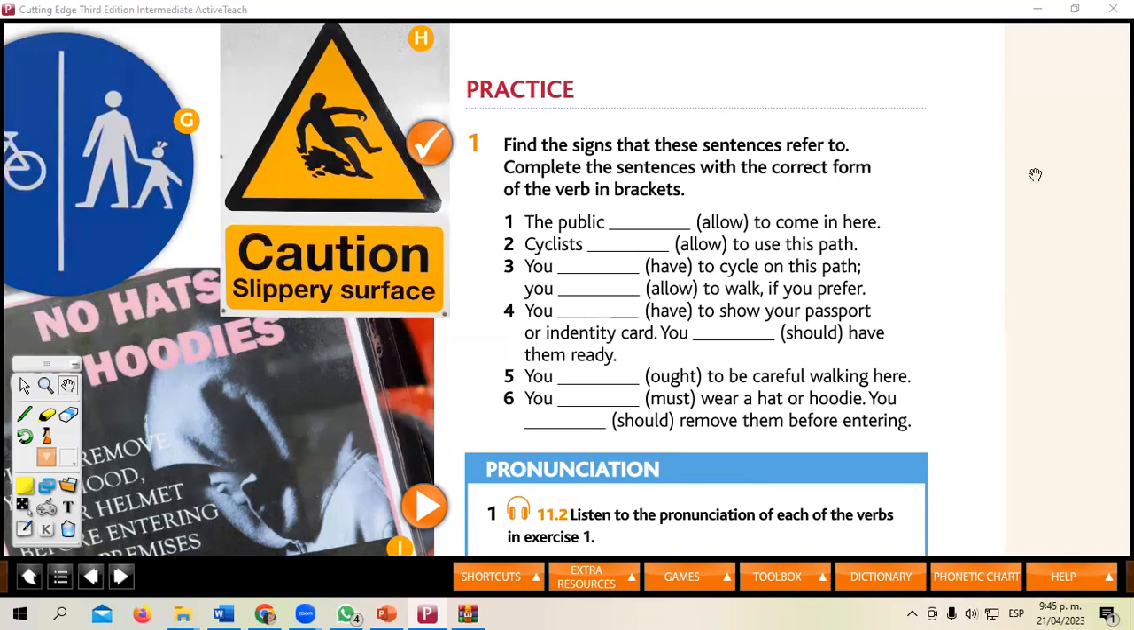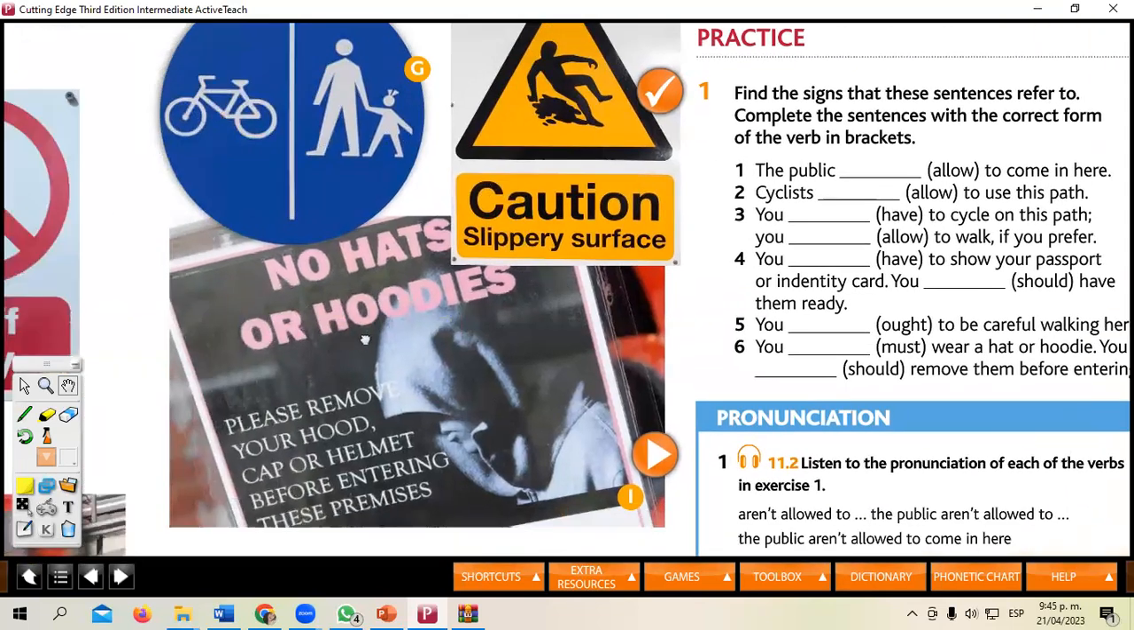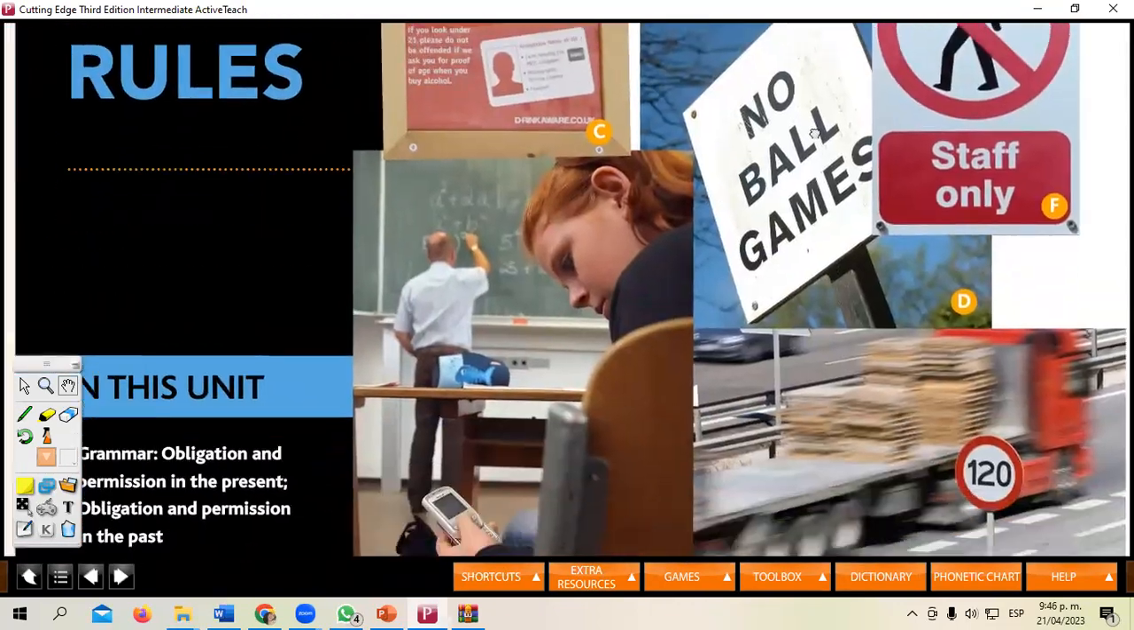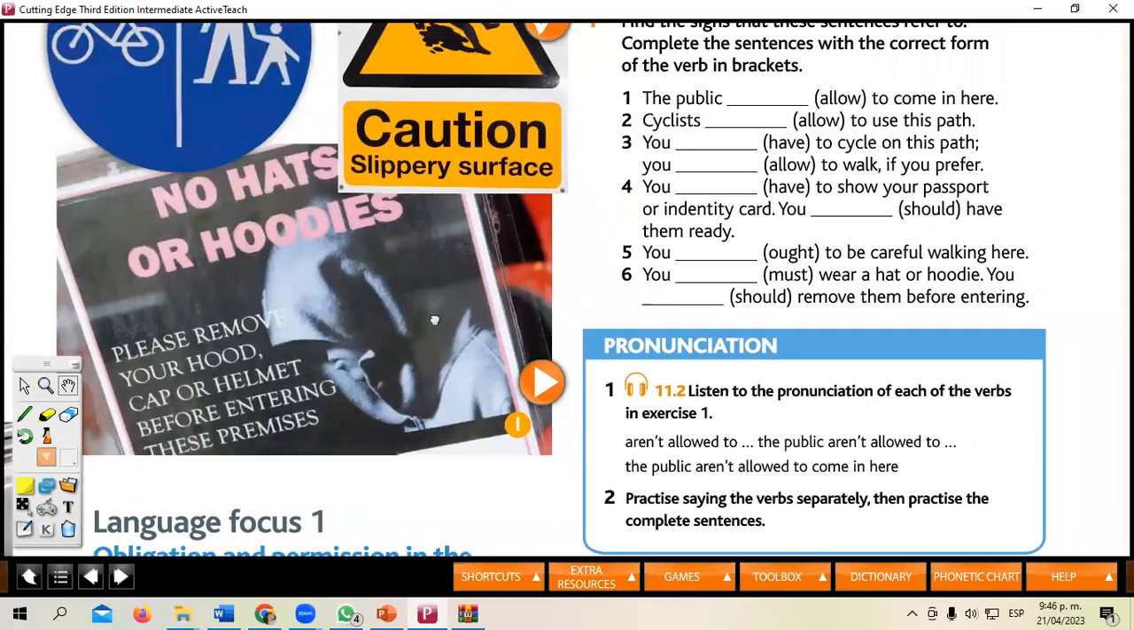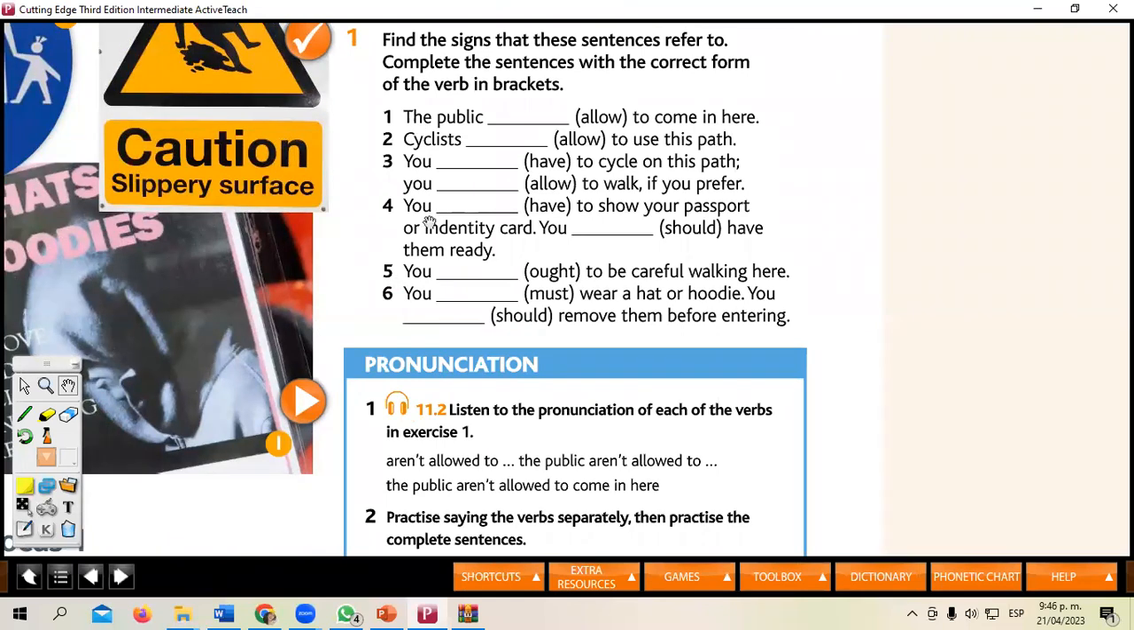Okay, good. Marlon, number 4, please. You have to show your passport or identity card. Identity card. You, sorry, you have them ready. You shouldn't have. Sorry, let me check. You should or you shouldn't have them ready. You should have them ready. You have to show your passport or identity card. You should have them ready.